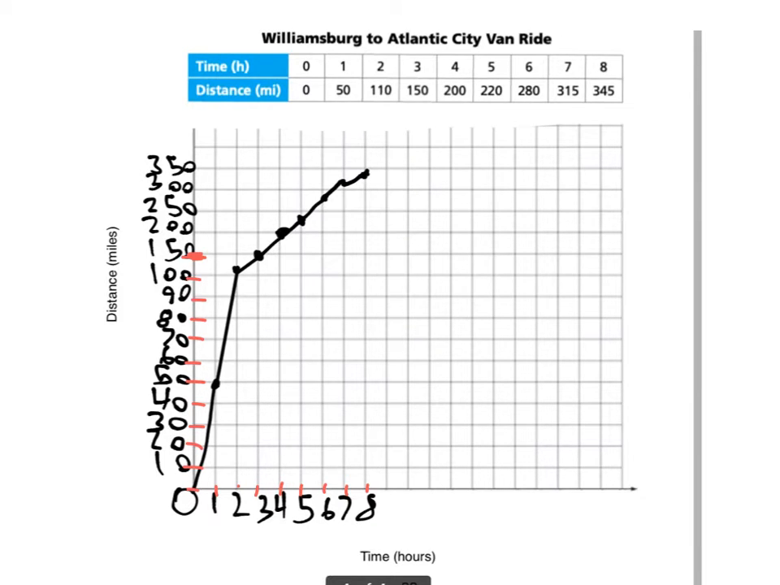So remember, it's all about consistency. If you're going to count by 10s, you stay counting by 10s the whole way through. If you decide to change to 50s, you have to erase and start over and count by 50s.